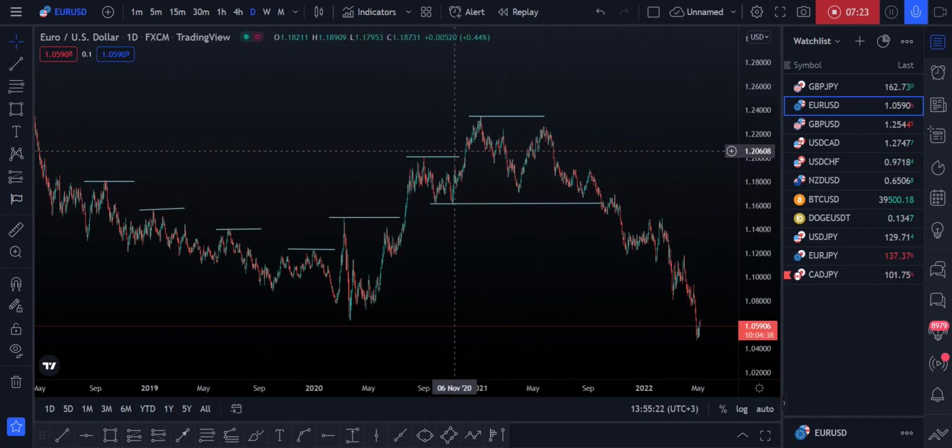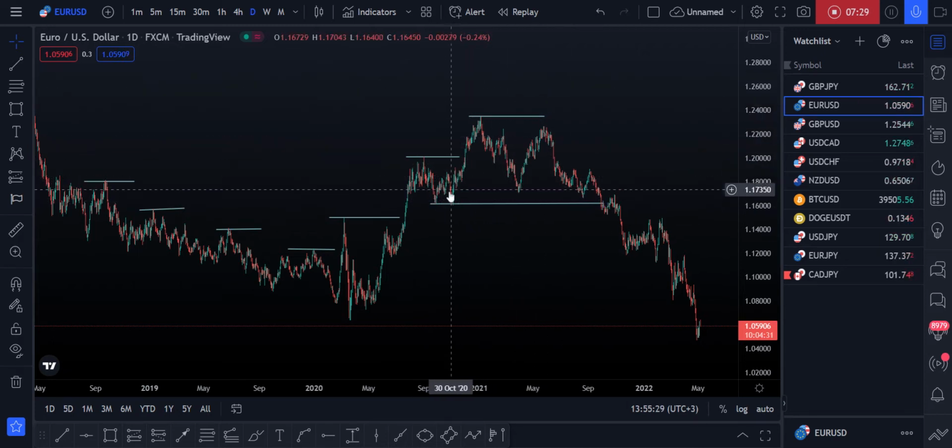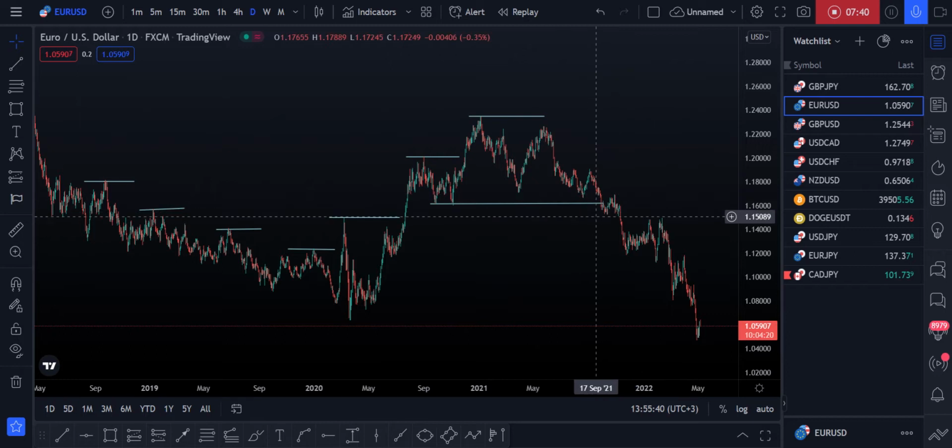This is a low because it broke structure here. It is part of the whole uptrend move. So this is a valid low, and it is a safeguard. It's the one safeguarding this trend. Should this be broken, the trend changes. And we can see that happen right here.